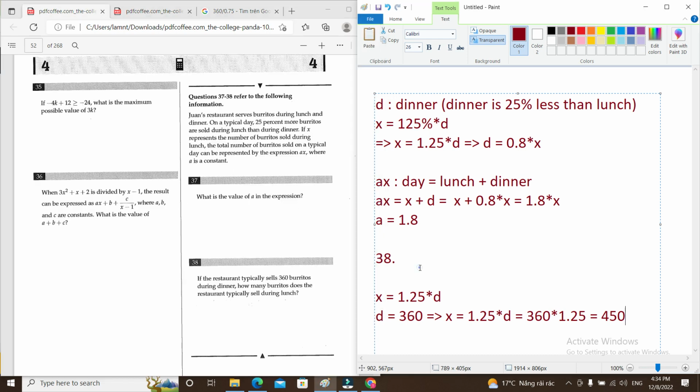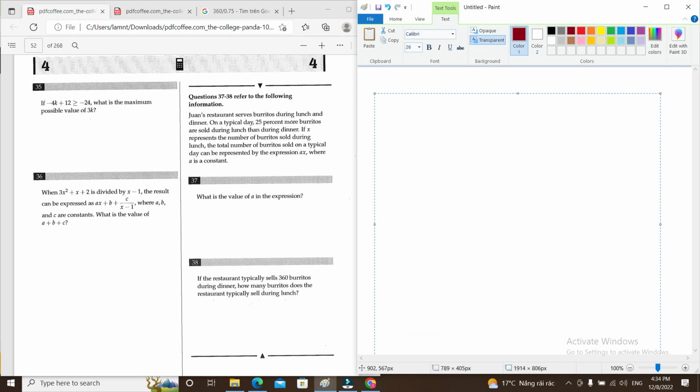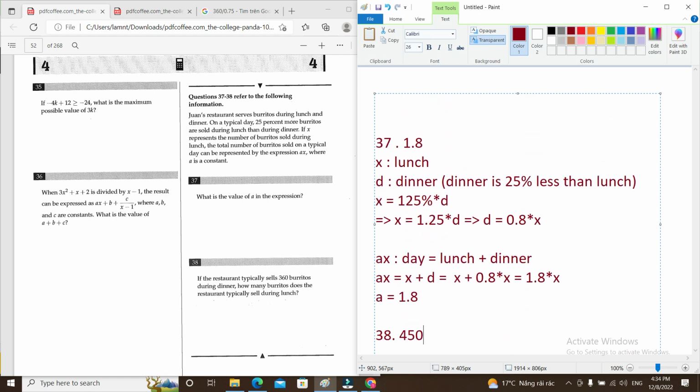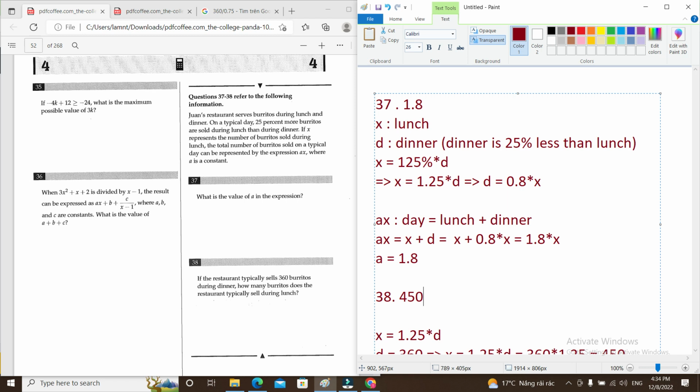So yeah, a mistake in calculation, sorry. So there you go, that's the correct answer. So that's the end of the SAT lessons. So the answers for 37 and 38 are here.